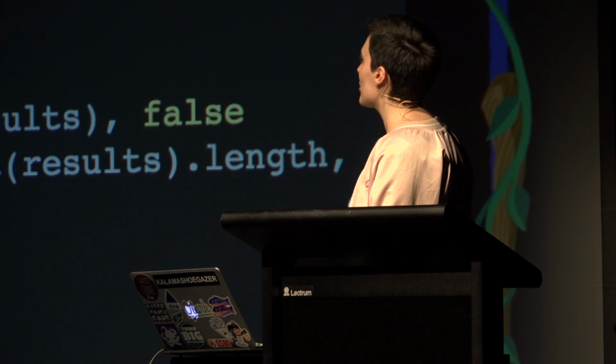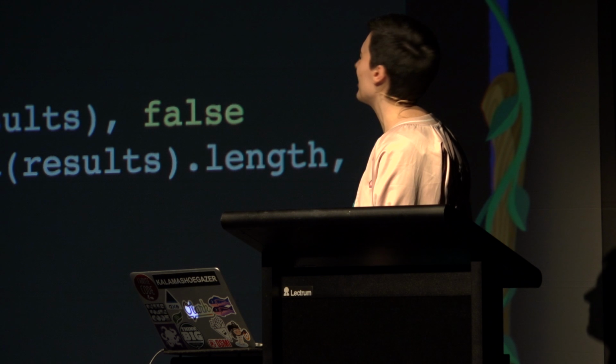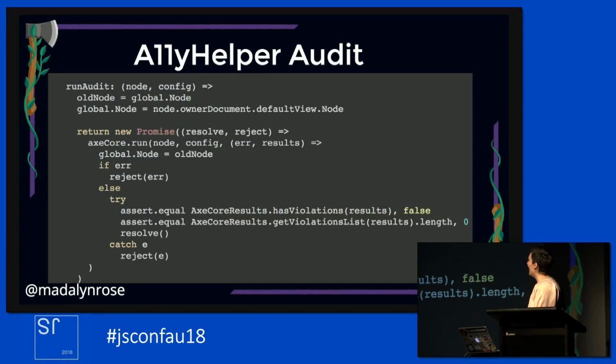And here's the larger function, which is more complicated than it looks. I mean, it looks more complicated than it is. And I actually run the audit. I take my node, which in my case is usually just a raw React component, and then I return a promise. And I run my axe core.run with that node and the config, and if during that audit something goes wrong, I reject that promise, and otherwise I try and assert things. And I want to make sure that there are no violations.